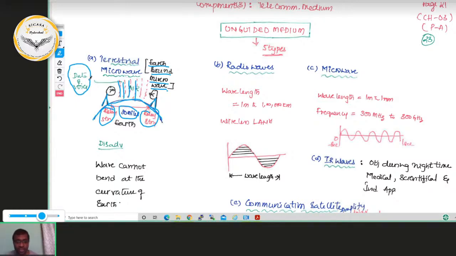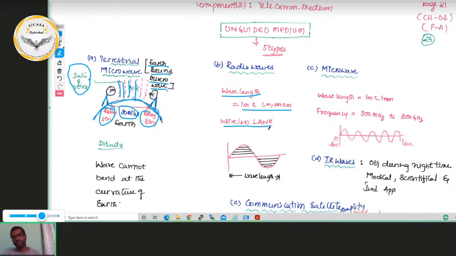Next one is called radio wave. What do you mean by radio wave? You need to remember this: it can generate a wavelength of 1 mm to 1 lakh kilometer, and it will be used in wireless LANs. What do you mean by wavelength? Wavelength is nothing but the distance between waves, the distance between this and this.